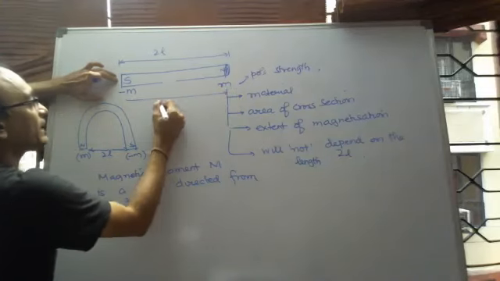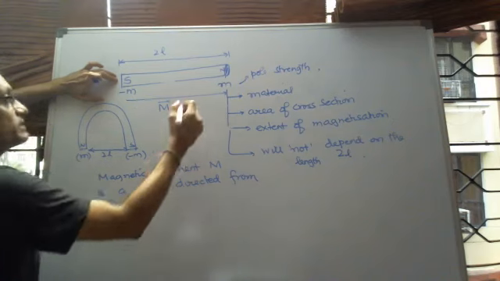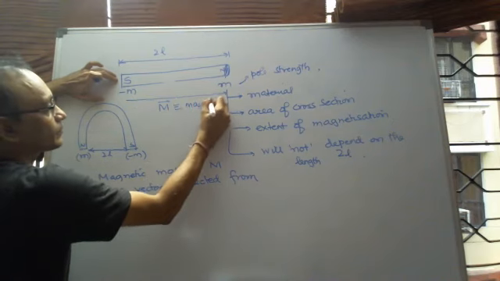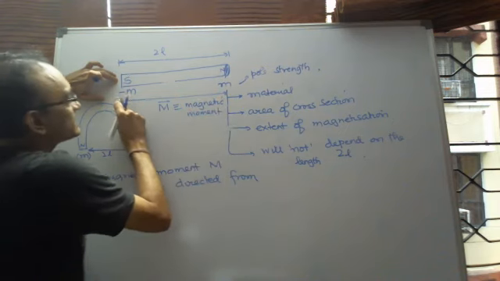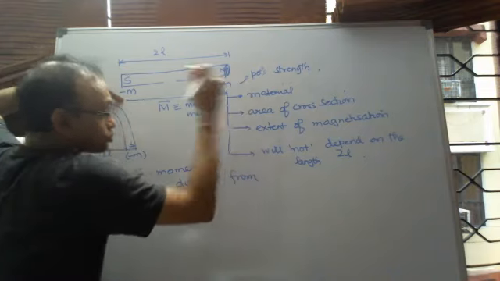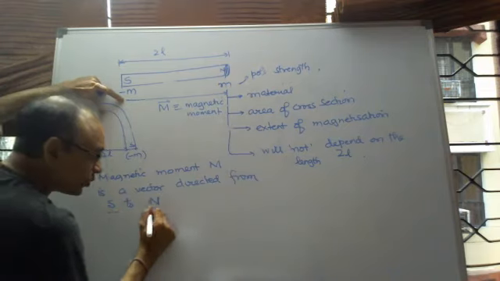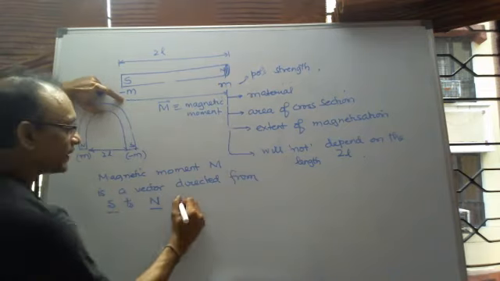Capital M is the magnetic moment of this magnet. The magnetic moment of this magnet is a vector whose direction is from the south pole to the north pole, and with magnitude M equal to pole strength into 2L. Pole strength into the length. Right?